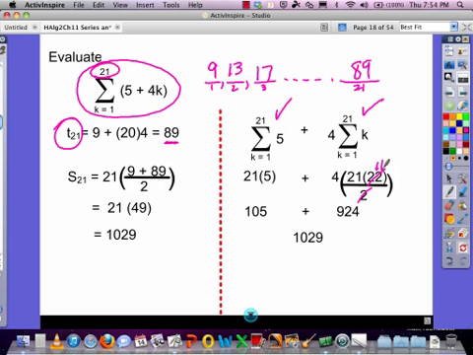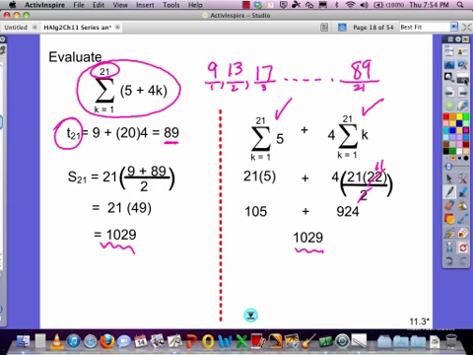So either way, notice, if you like the summation rules, or if you like our new series rule, you're going to get the same answer. But it is another way and another equation to memorize. And we're looking for that.